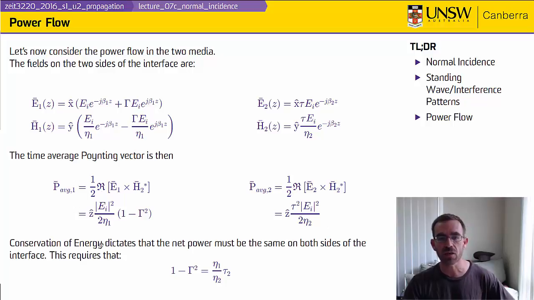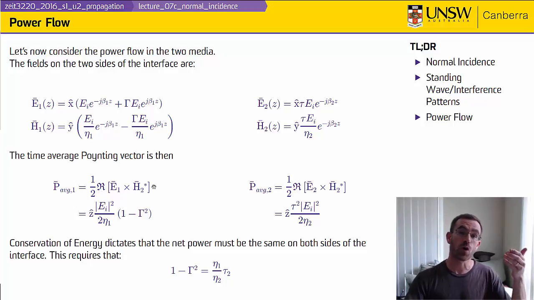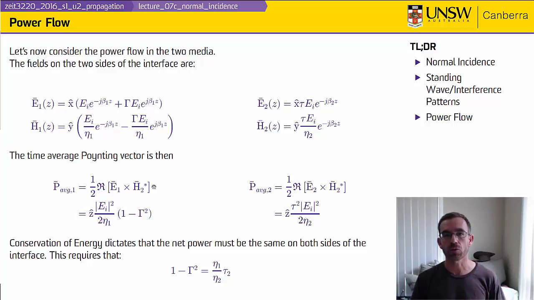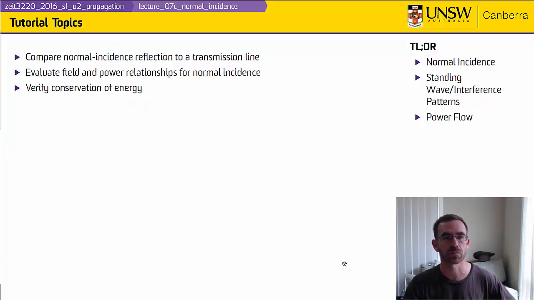By conservation of energy, the total power flow on the left, incident plus reflected power, must be equal to the total power flow on the right. So at the interface, I have continuity of power flow. That means that on the left, 1 minus gamma squared over eta 1 must be equal to tau squared over eta 2. And I've chosen to write it using this particular expression. So this is a relationship between gamma and tau, which tells us about power conservation.